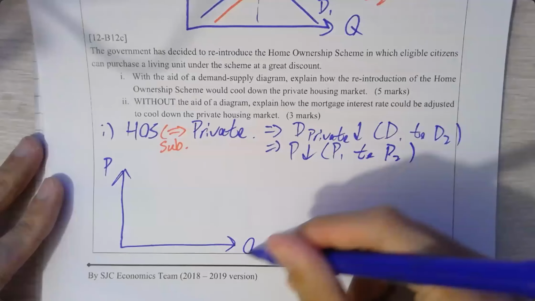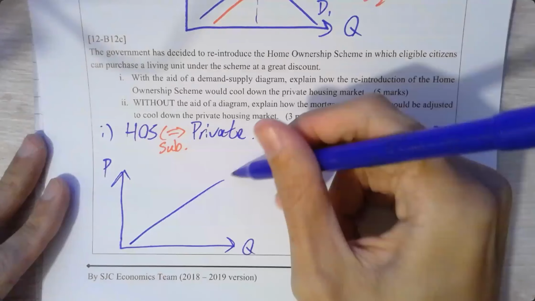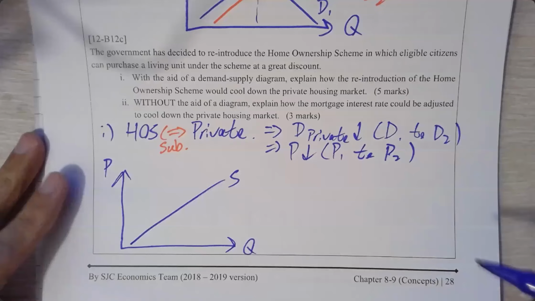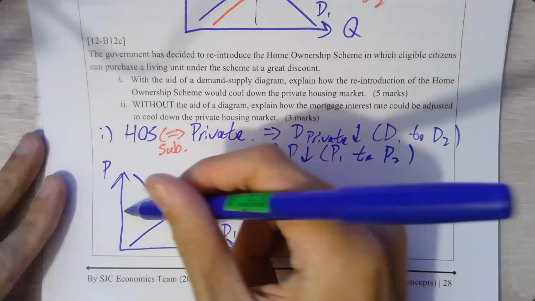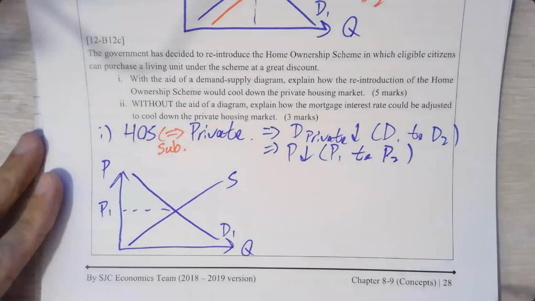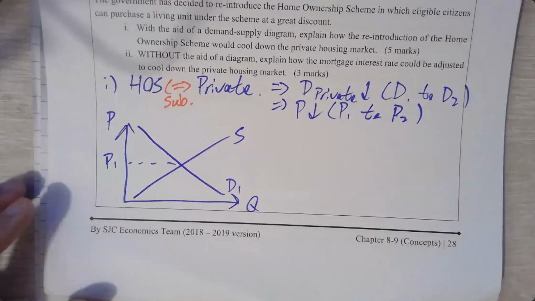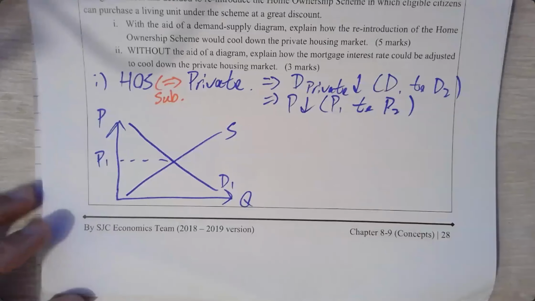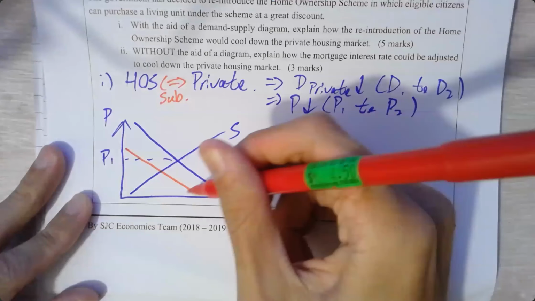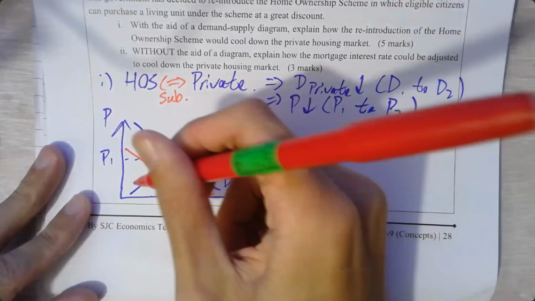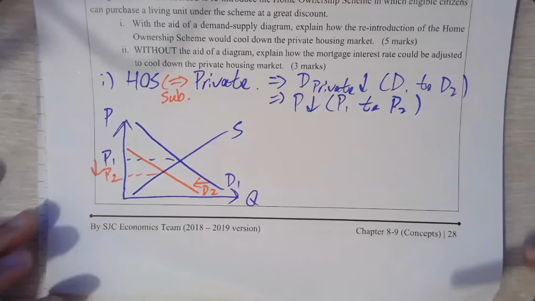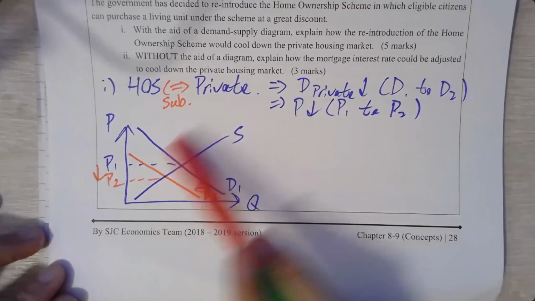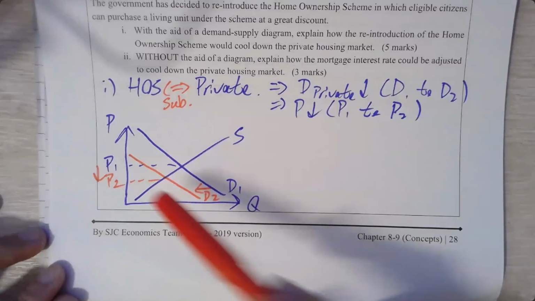PQ here, supply of private housing. This is our D1. Now you see P1 is here. Because of home ownership scheme, we know that demand would decrease. Let's say to D2. Therefore, you see the price would decrease, to cool down the private housing market.